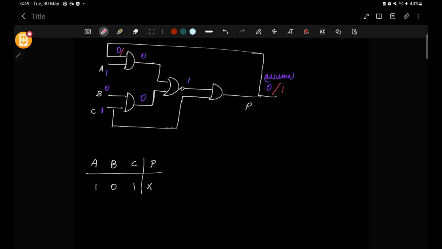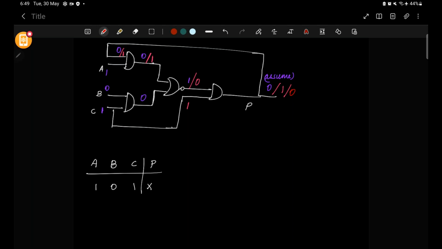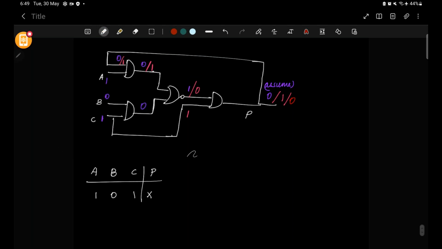Now what will happen? This will become 1. So 1 AND with 1, the output of this one will become 1. This one will be 0 only. So 1 ORed with 0 will be 1, but it is a NOR gate here, so here it will be 0. This is 1, right? So 1 AND with 0 will become 0 now. So if you see, it is continuously toggling. In this case, because of the feedback, the output will be continuously oscillating.